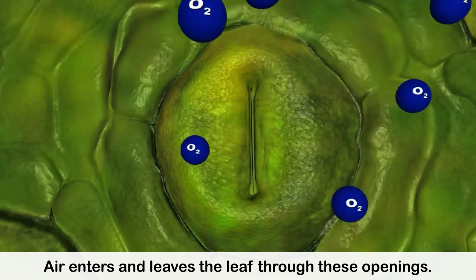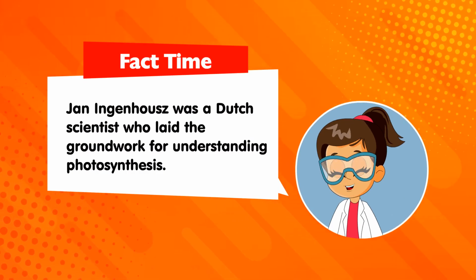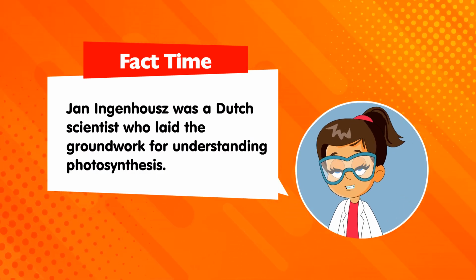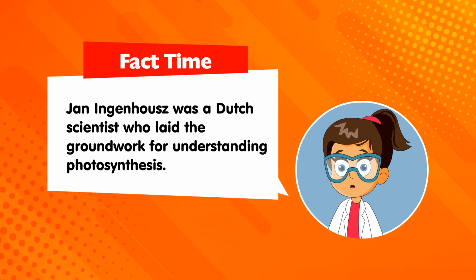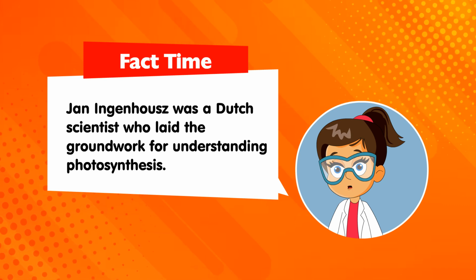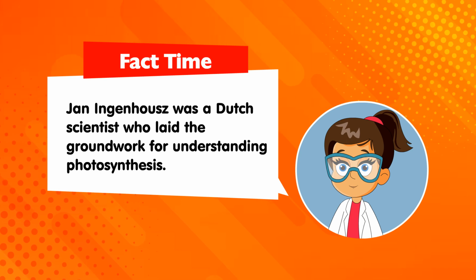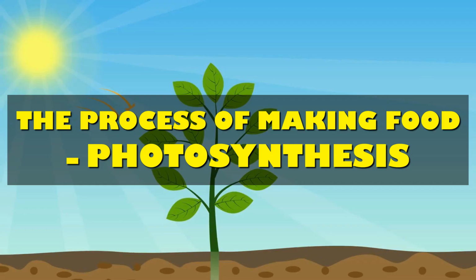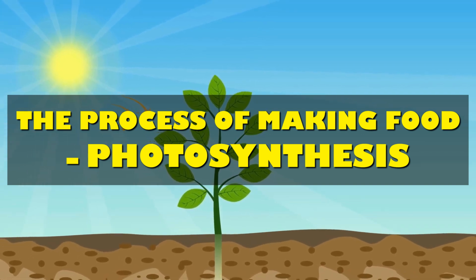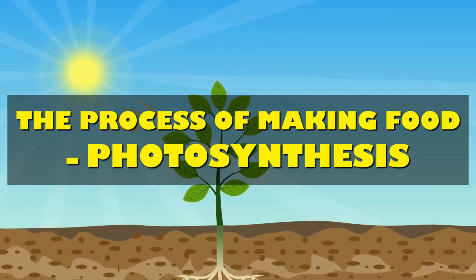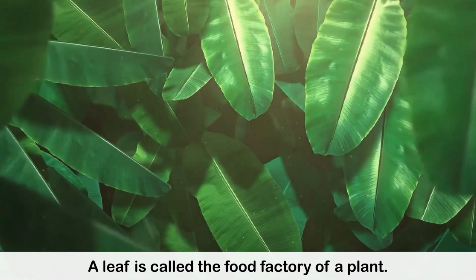The process of making food, photosynthesis. A leaf is called the food factory of a plant. Let's understand the working of this factory. Plants take in carbon dioxide from the atmosphere through stomata. Water is absorbed from the soil through roots. The green pigment called chlorophyll present in leaves traps the sunlight. All these are used by the leaf to prepare food.